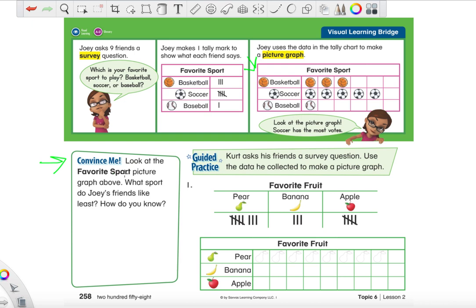So the question is, look at the favorite sport picture graph above. This one right up here. It says, what sport did Joey's friends like least? Oh, there's that special word, least. That tells us a lot of information. So let's think about what the word least means. Okay, think about it real quick. What does it mean? We have most and least. Okay, they're opposites. I don't want to give out the answer since we just talked about it, but they're opposites. Hint, hint. So in your book, write down the name of the sport that had the least number of votes.